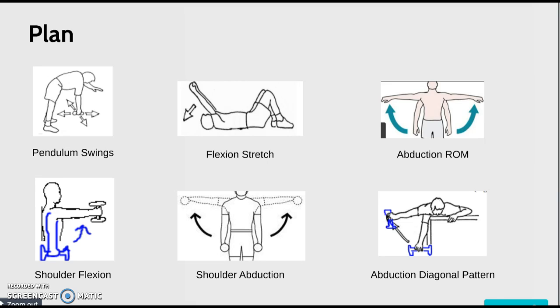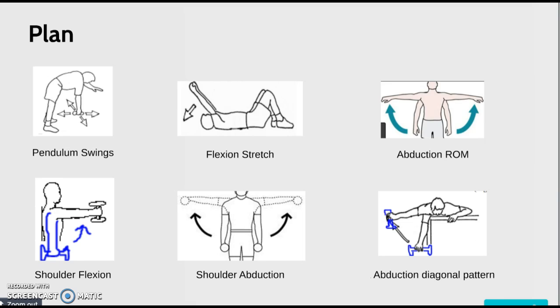The next exercise is shoulder abduction. She will stand with her arms at her side and her elbow fully extended. She will then abduct the arm away from the side of the body until it is parallel with the floor. She will hold this position for 1 to 2 seconds and slowly return to its starting position.